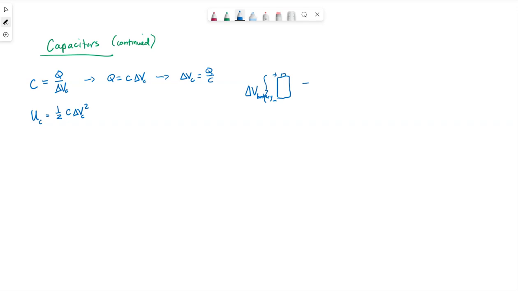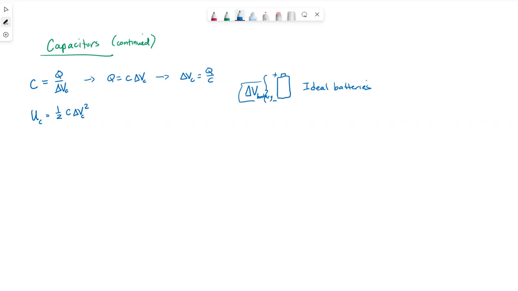We are going to assume ideal batteries, meaning the chemical reactions inside theoretically last forever. Realistically, of course, that's not the case. But we are going to assume that the chemical reactions will last forever. This battery will give us the same potential difference forever. We use another symbol. We can totally call it a delta V for the battery.